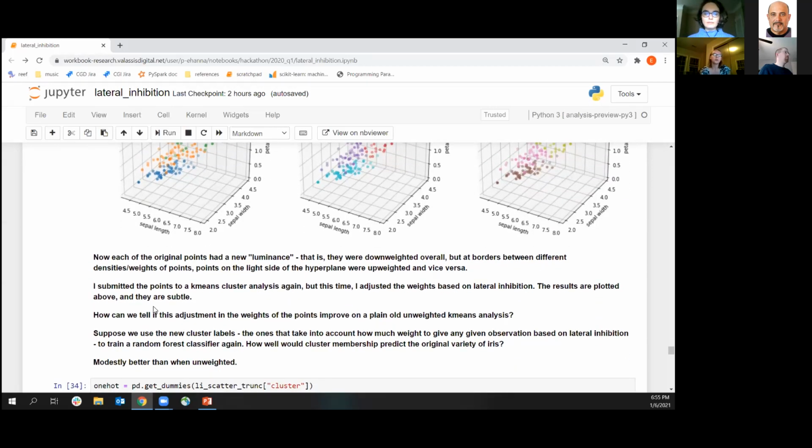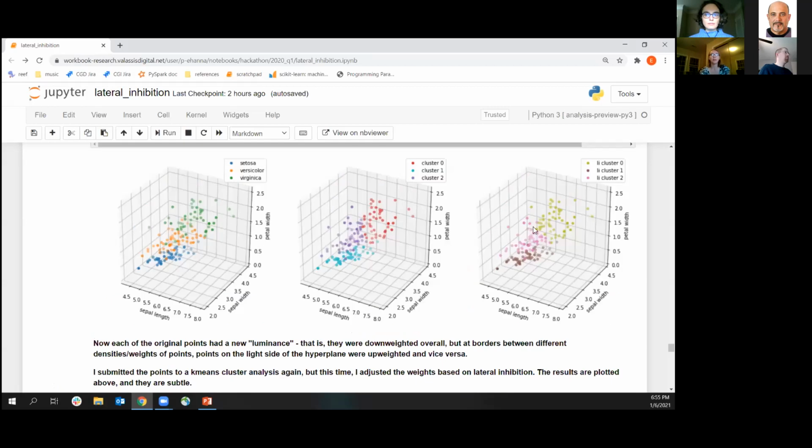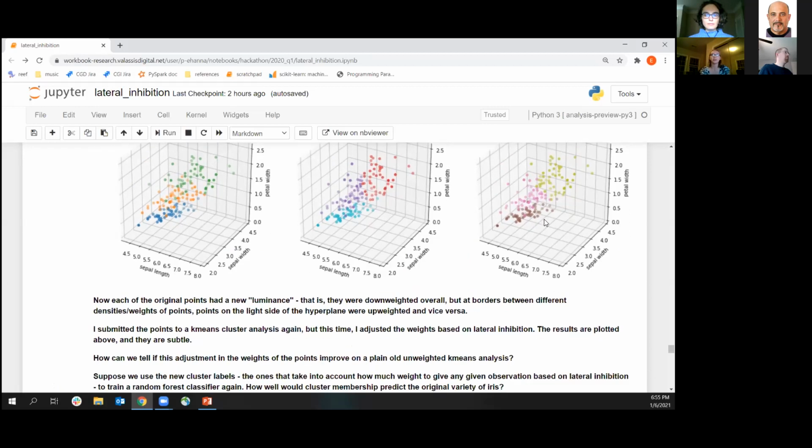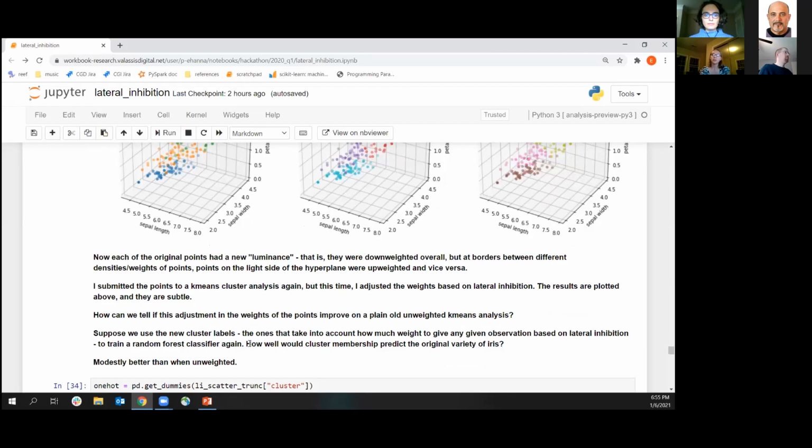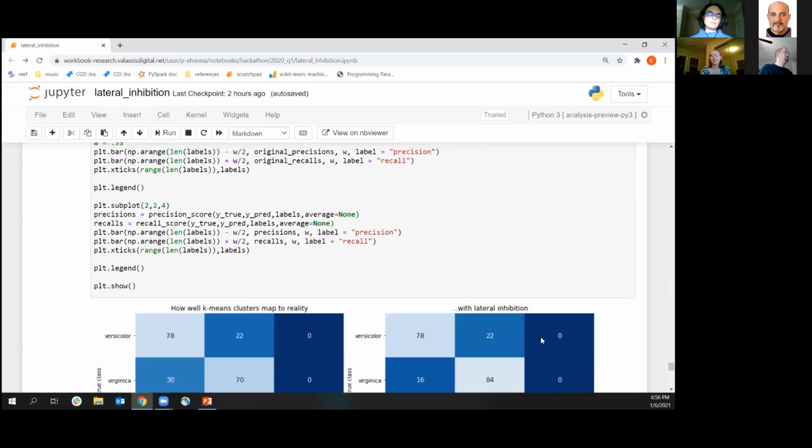So to probe whether or not that was the case, you can take these new cluster labels that you get once you've adjusted the importance of any given observation before you run the k-means cluster analysis. You can take these new cluster labels, and then you can train a random forest classifier again, just on those cluster labels, not on the sepal length or the sepal width themselves, just on what the k-means algorithm thought based on the laterally inhibited weighted points. You can see if cluster membership, after you've done all that, does a better job of predicting the original variety of iris. And it's a little better. It's modest, it's not great.